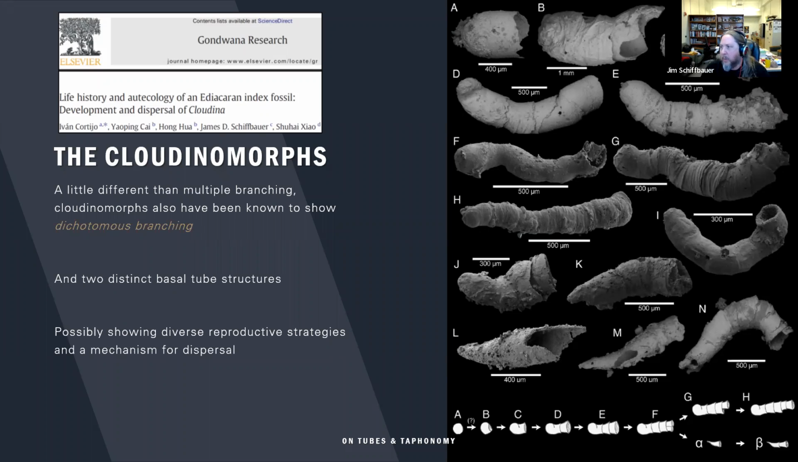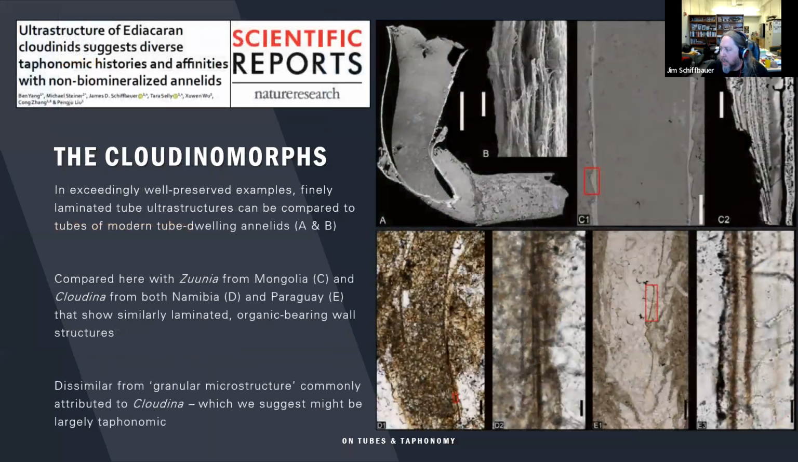So this is what I think is a really nice contribution of this paper. It talked a bit about dispersal mechanisms and reproductive strategies of the cloudinids. When we look at their global distribution in the terminal Ediacaran, we need mechanisms to explain how these organisms got all over the planet simultaneously. And this is kind of a good way to show that, I think.